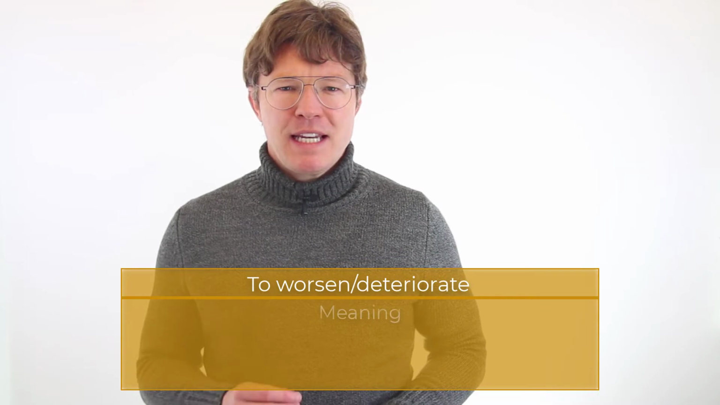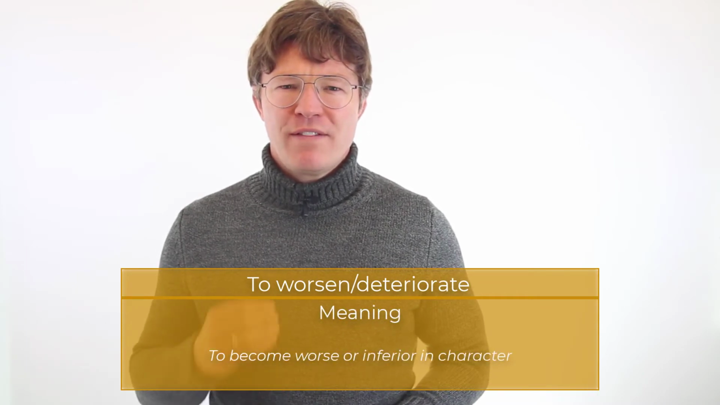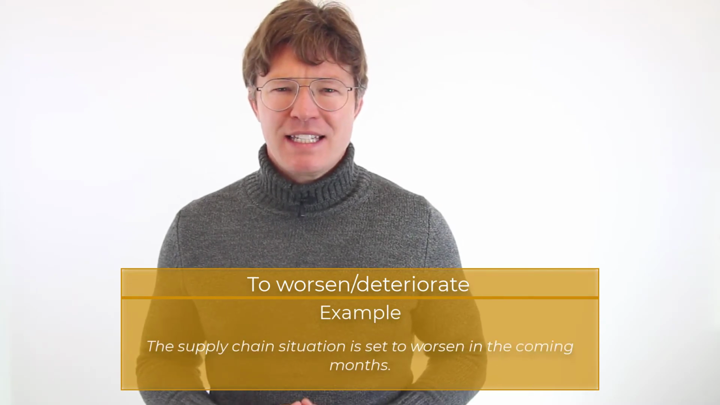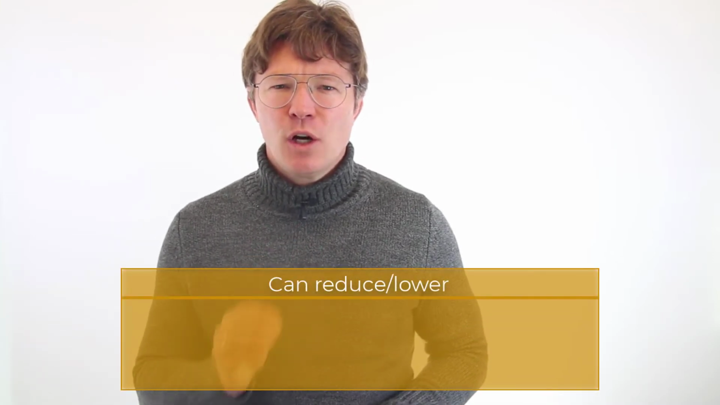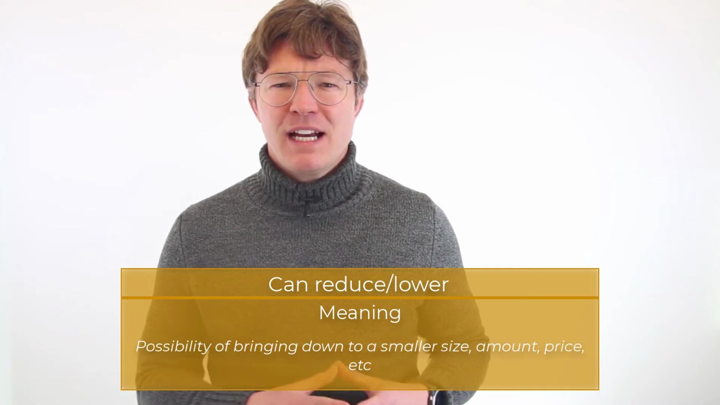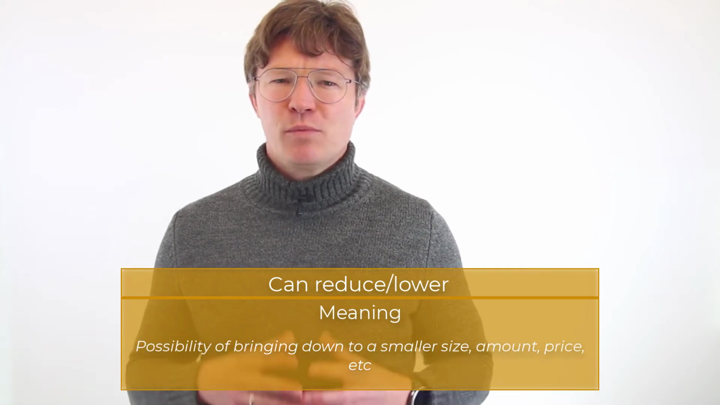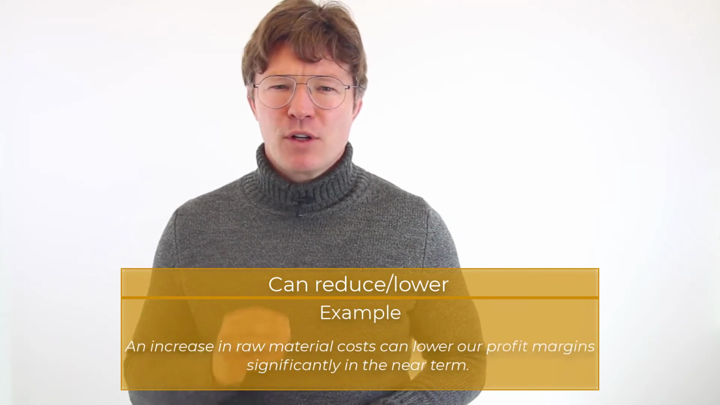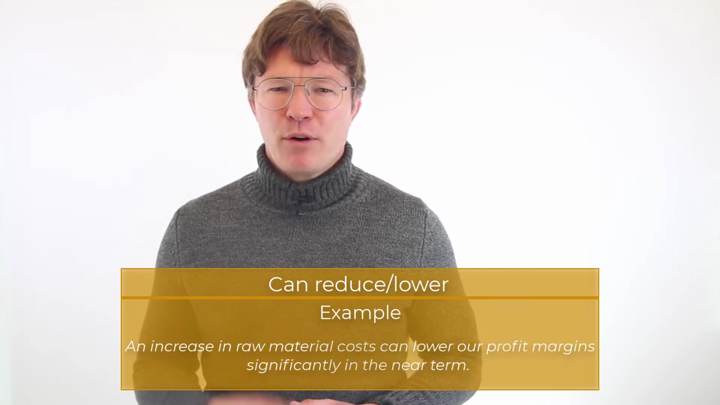Number 3, to worsen or deteriorate. This basically means to become worse or inferior in character. For example, the supply chain situation is set to worsen in the coming months. Number 4, can reduce or can lower. And this basically means the possibility of bringing down to a smaller size, amount, or price. For example, an increase in raw material costs can lower our profit margins significantly in the near term.